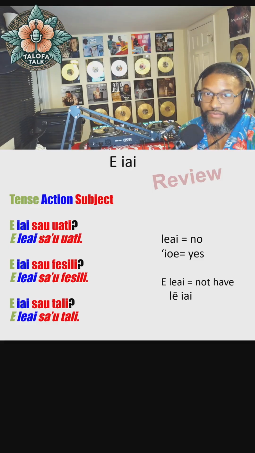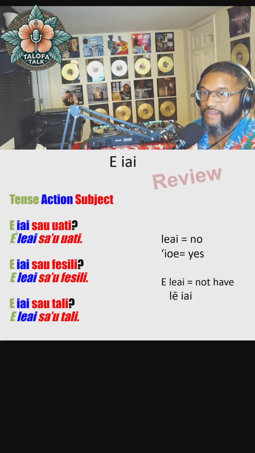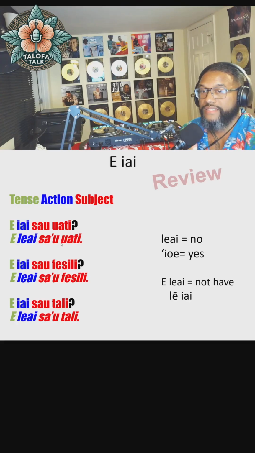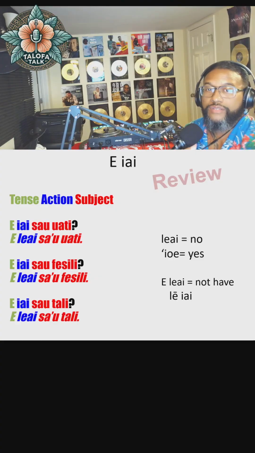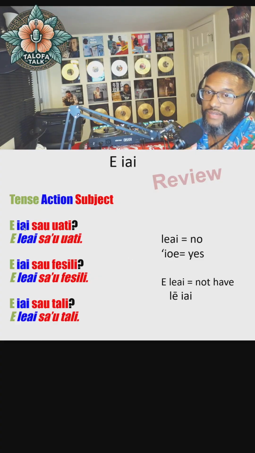All right, let's go back and forth with the "e i." If someone says "e i sau uati," then you could say "leai sa'u." The reason it's "sa'u" is because remember, "la'u" means my. "Leai" is no. So "leai sa'u uati." I don't have that watch. Or you can just say no, "leai." Somebody says "e i sau uati," "leai." "E i sau fesili?" Do you have a question of yours? "Leai." Or you could say "leai sa'u fesili." I don't have a question of mine.